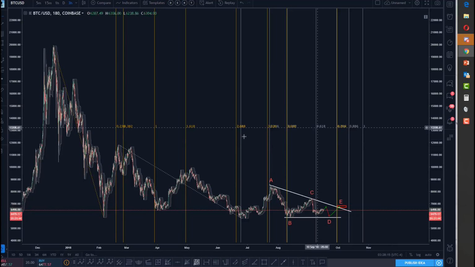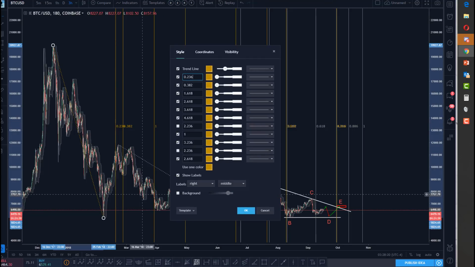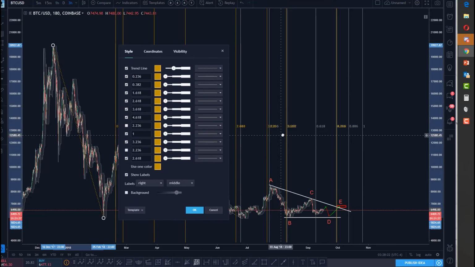So can we find something close to the 618 off of this orange pull? That's in between the 3618 and the 4618. So how about the 4236? It's a major level, right? Oh man, look at that. Boom.